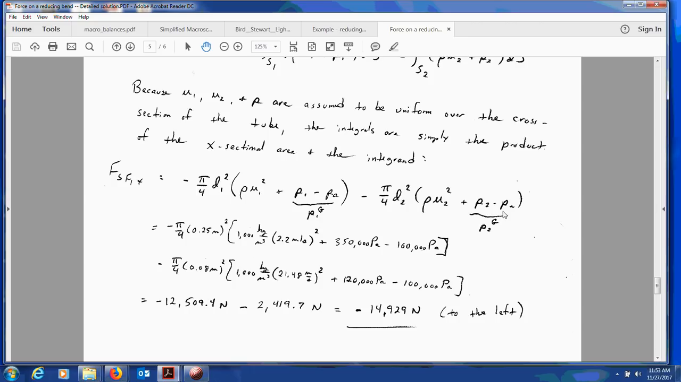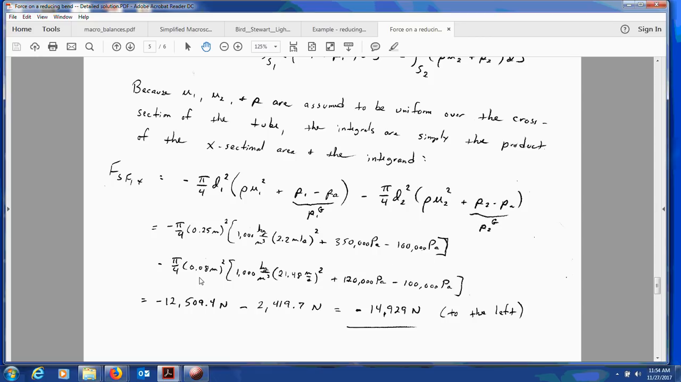We can then substitute numerical values. d1 is 0.25 meters or 25 centimeters. Density is 1,000 kilograms per meter cubed. u1 is 2.2 meters per second. Pressure 1 is 350,000 pascals, and atmospheric pressure is 100,000 pascals.